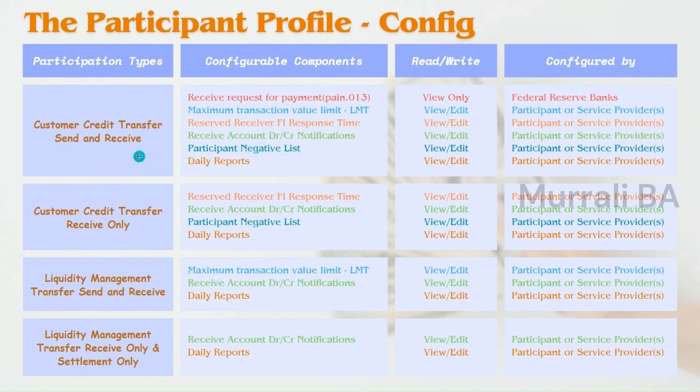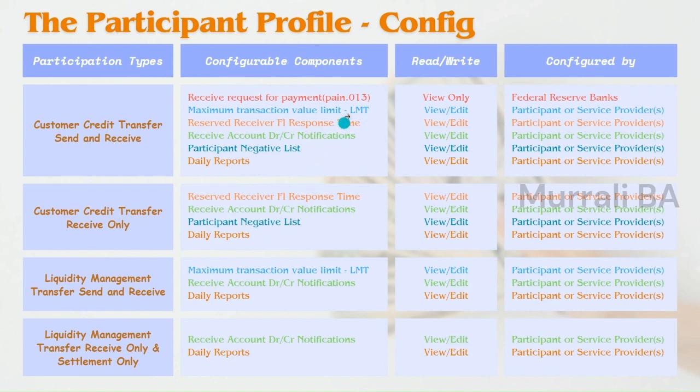You may want to choose, let's say, customer credit transfer receive only. In that case, only the receiver FI response time, receive account debit credit notification, participant negative list, and daily reports are applicable. That only makes sense, right? You want only to receive messages, so why would you need a limit? That limit is applicable only for sending outward messages. Since you are not going to send any outward messages, it is not applicable to you.